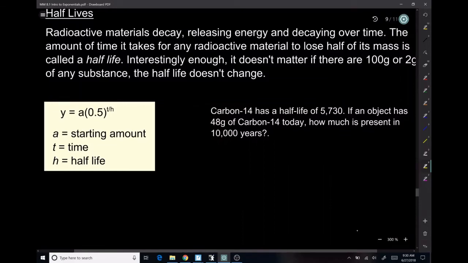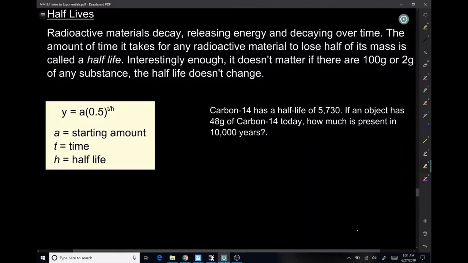Finally, we'll do half-lives. Half-lives are radioactive materials that decay over time and release energy. And a half-life is the amount of time it takes for half of the material to vanish, to decay. So a half-life is a measure of time. It's a measure of how much time it takes for something to decay to half of its initial amount. Carbon-14 is a really common substance to use in half-lives because it appears in organic materials. So carbon dating is done with carbon-14 because of how it appears in organic materials.